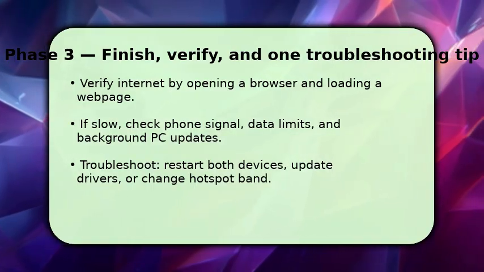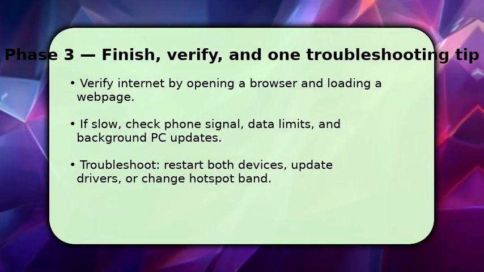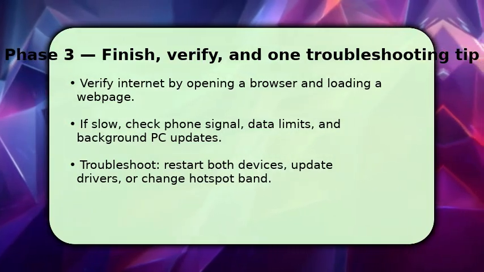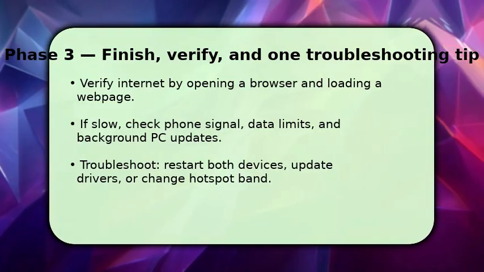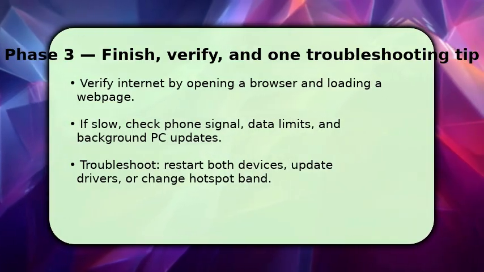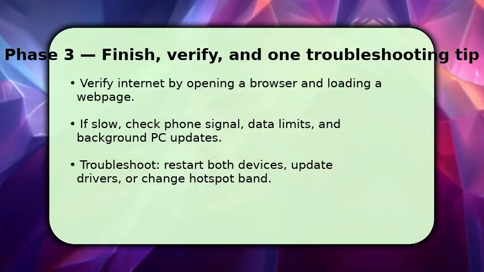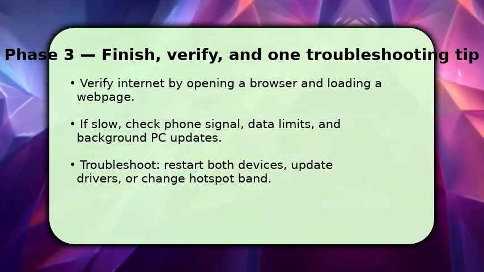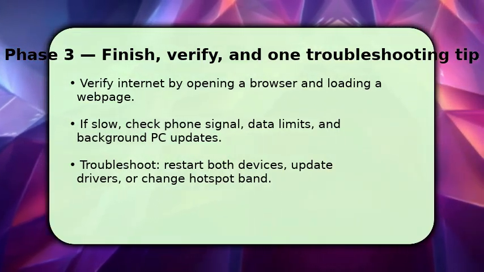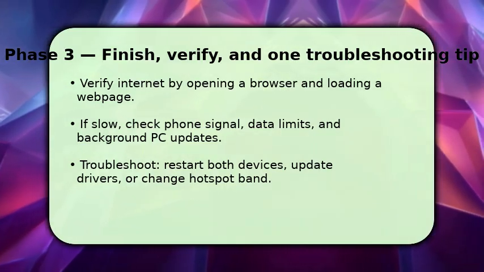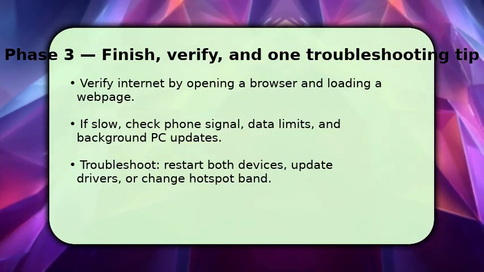If the speed is slow, make sure your phone has a strong cellular signal and you haven't hit data limits. Also pause large downloads or Windows Update on the PC. If problems persist, restart both devices, update your PC's wireless drivers in Device Manager, or change the hotspot frequency band on the phone between 2.4 GHz and 5 GHz. This often resolves compatibility and interference issues.